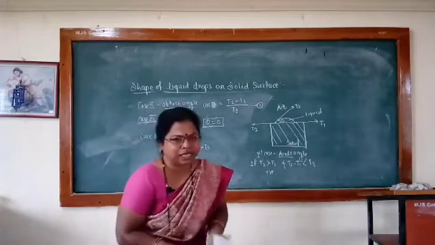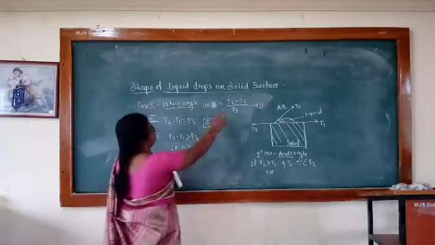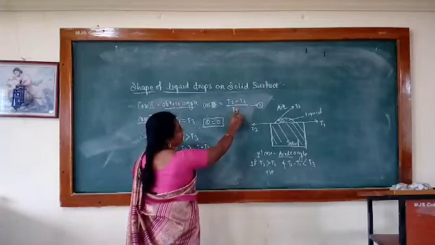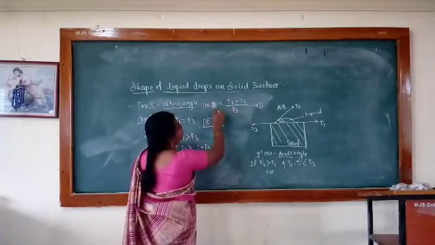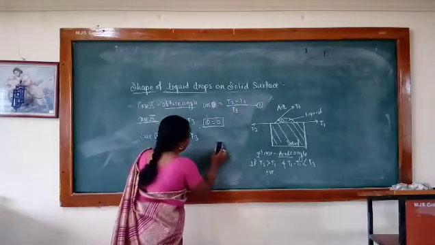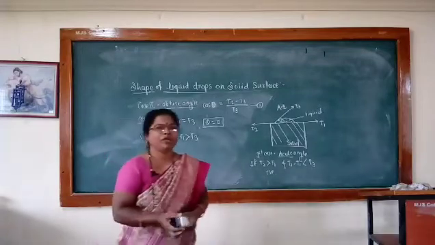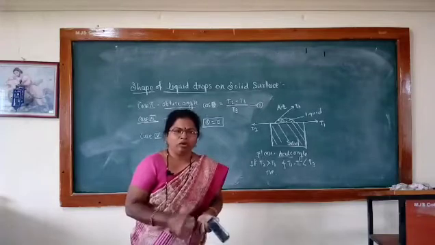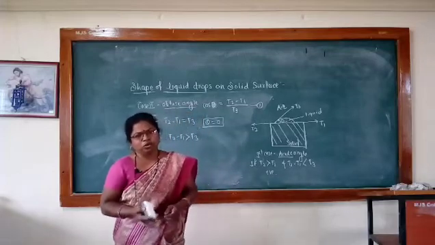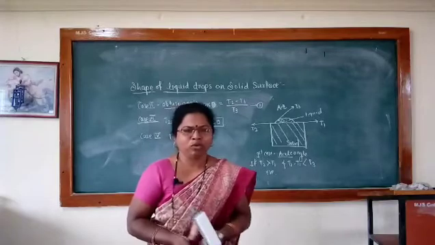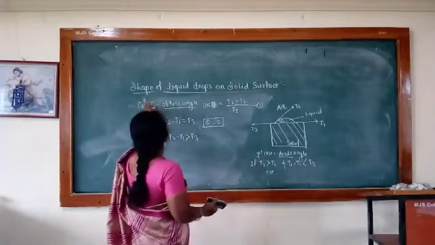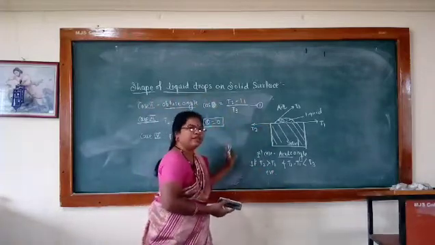Okay, in this case what will happen? T2 minus T1 is greater than T3, so the value of cos theta should be more than 1, and this condition should not happen. At that time there should not be formation of a liquid drop. It will spread all over the surface of the solid, and this is impossible. So the liquid spreads over the solid surface and a drop will not form. In this way there is the shape of liquid drops on a solid surface.